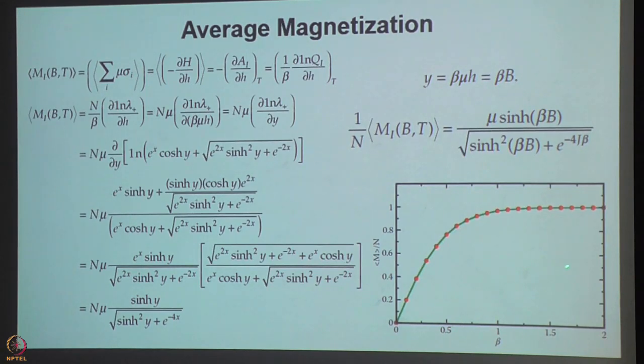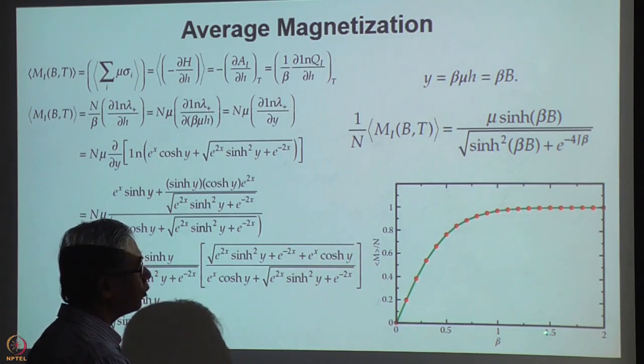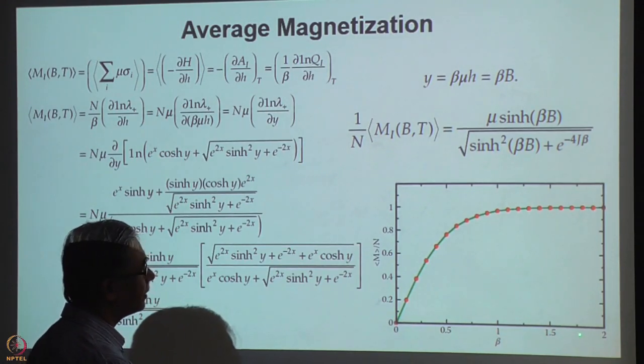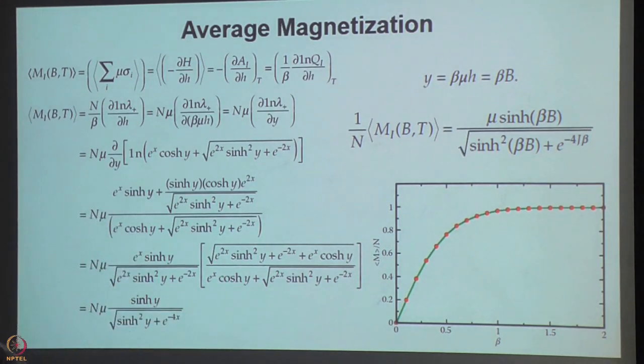Now, if there were a phase transition, what would I expect? I'm plotting 1 over temperature. So, this is the high temperature limit, and this is the low temperature limit, right? If there is a magnetic transition, a paramagnetic to ferromagnetic transition, then what will happen? Now tell me, what is the ferromagnetic state?